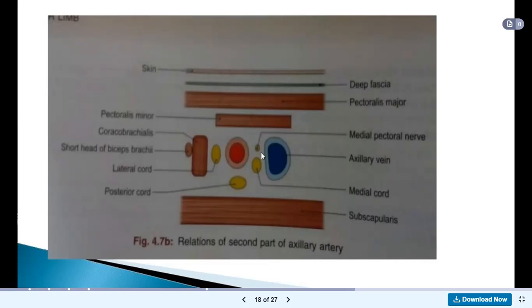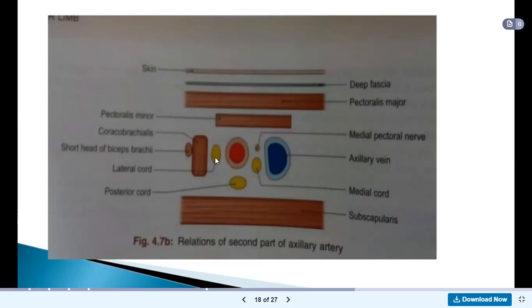Now, what are the medial relations? Medially, the relations are the medial pectoral nerve, the axillary vein, and the medial cord of the brachial plexus are the medial relations of the second part of the axillary artery. Then the lateral relations are the lateral cord of the brachial plexus, the short head of the biceps brachii muscle, and the coracobrachialis muscle. So coracobrachialis, short head of biceps brachii, and the lateral cord are the lateral relations of the axillary artery. So if you can't remember anything, know that the posterior cord of the brachial plexus is posterior to the axillary artery.